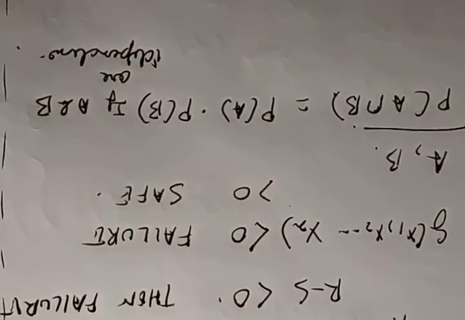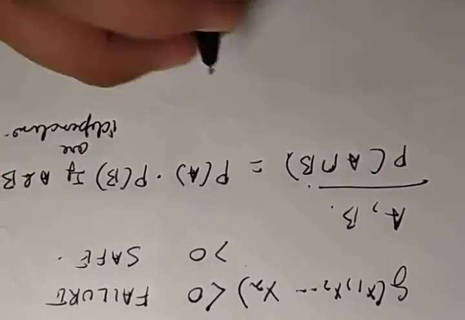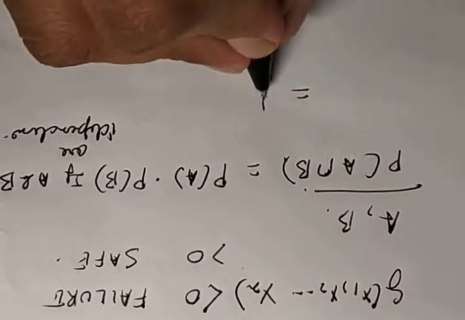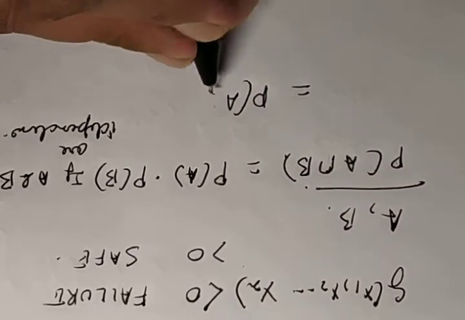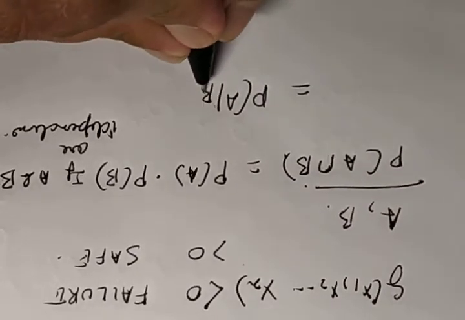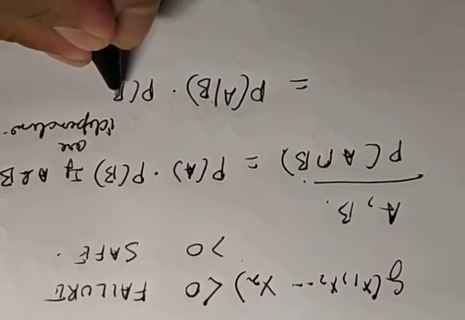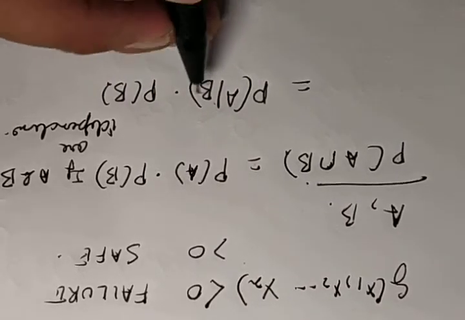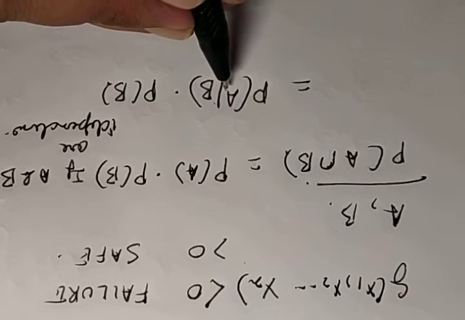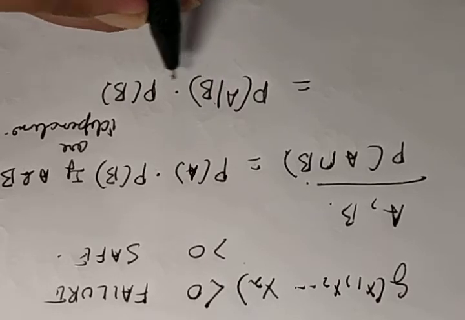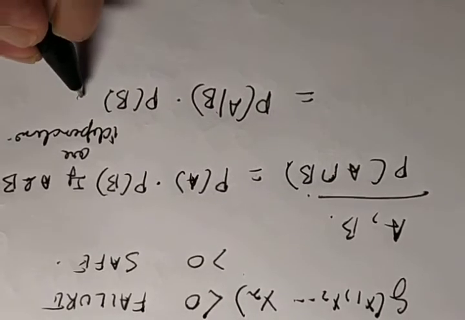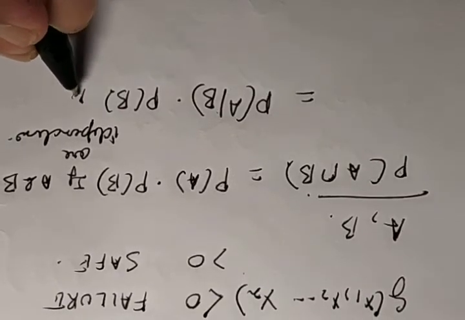If A and B are independent, it is the probability of A times the probability of B. If they are not independent, if there is a conditional relationship between them, then it is the probability of A given B times the probability of B. A given B means the conditional probability of A given that B has already occurred, times the probability of B. So these are not independent, they are dependent.